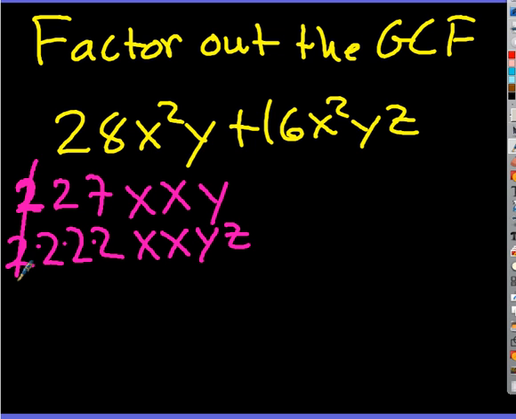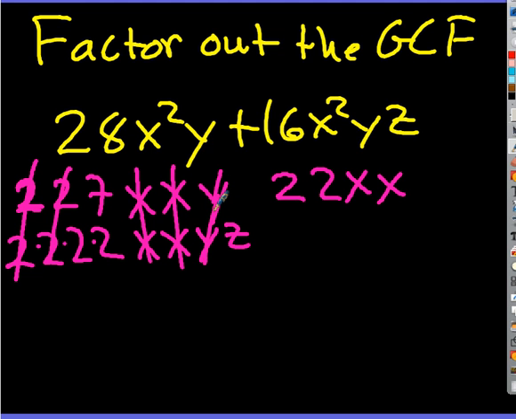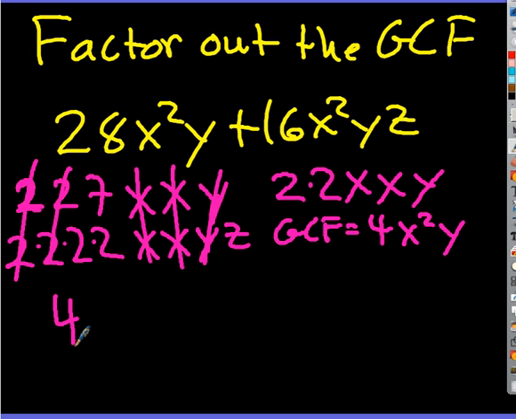Now I'm going to pull out anything that's common. So there's 1, 2, there's another 2, and that's it for the constants, the integers. I've got an x, I've got another x, and I've got a y. And so my greatest common factor is 2 times 2, which is 4, x times x, which is x squared, and y. And now I'm going to rewrite that polynomial, factoring out the greatest common factor.